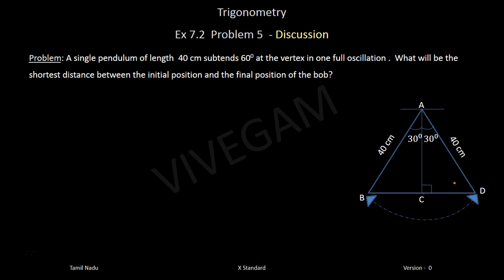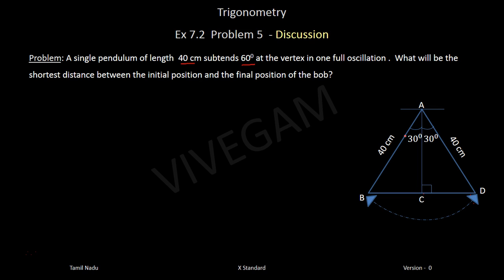Let's see it one more time step by step. What is given? The length of the pendulum is 40 centimeters. This is the pendulum in one extreme position, and in the other extreme position it is the same length. And it subtends 60 degrees.